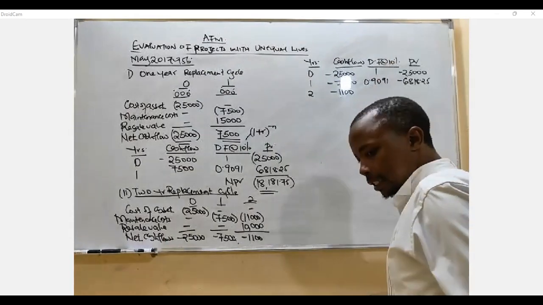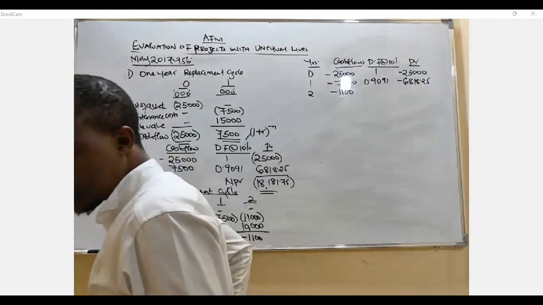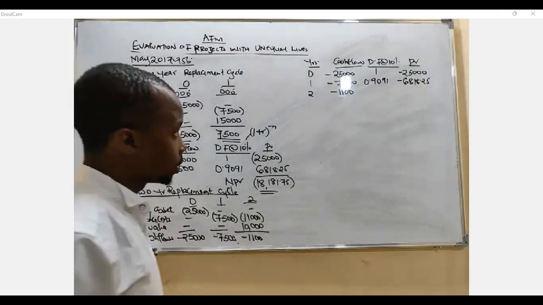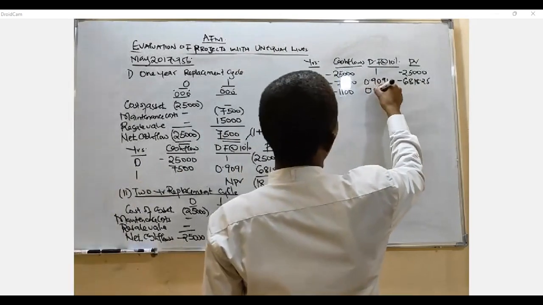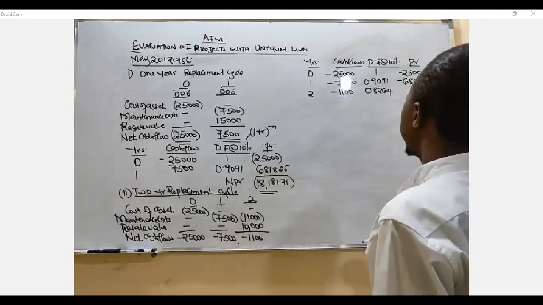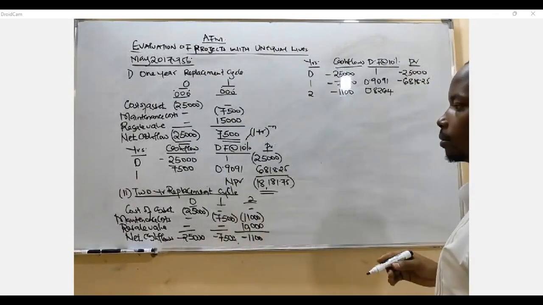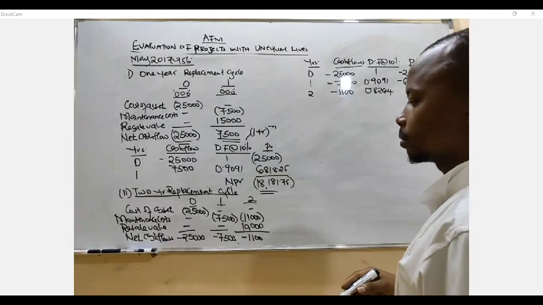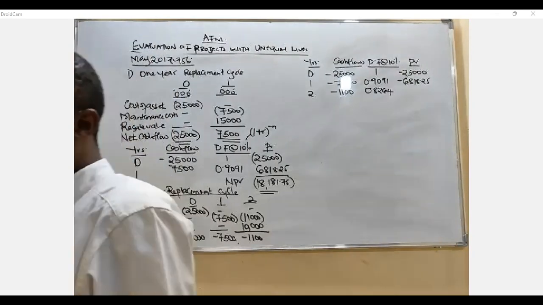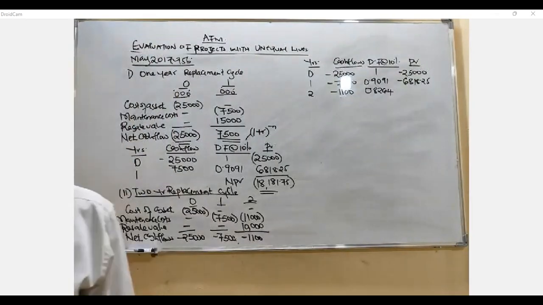The discount factor at 10% for year 2 is how much? 0.8264. When you multiply with your cash flow, how much are you getting here? 909.1.